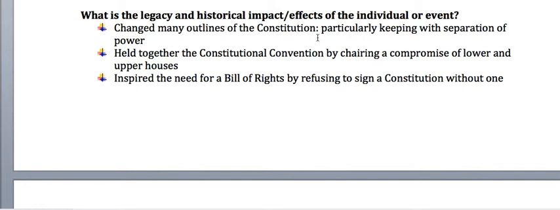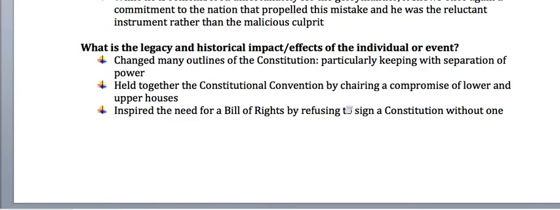And specifically, that included the fact that the lower house, or the House of Representatives, would have the number of representatives based on the population of a state, whereas the upper house, the Senate, would have equal senators amongst all of the states. And he came up with that compromise. So he held together, and he did that despite his own thoughts and feelings because he knew that this was what was best for the United States to stay together and create a new constitution successfully. He also inspired the need for a Bill of Rights by refusing to sign a constitution without one. Okay, so this is his impact.